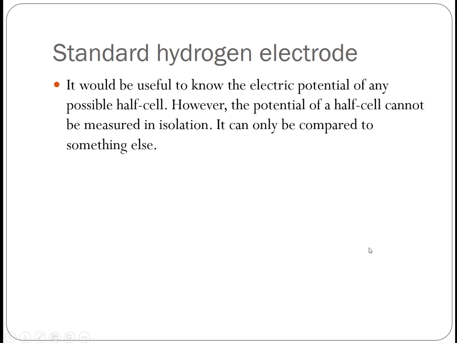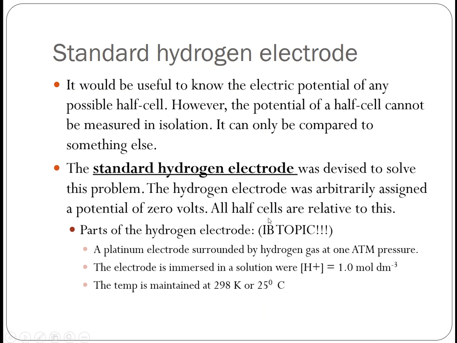So the thing about voltages and electric potentials is that it's only relative. It's only relative to something else. And we can construct galvanic cells from two half cells, and it would be useful to know the electric potential of any particular half cell for reasons we'll get to in a second. But again, it's all relative, so you can only compare it to something else. So to solve this problem, what they did is they developed something called the standard hydrogen electrode. And you need to know a little bit about what the standard hydrogen electrode looks like and is composed of.